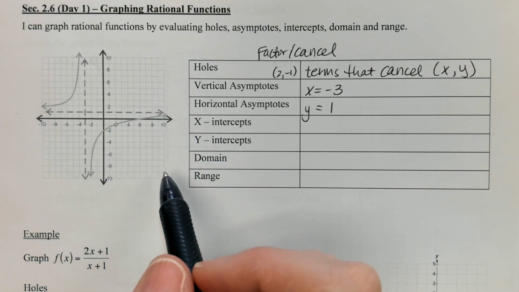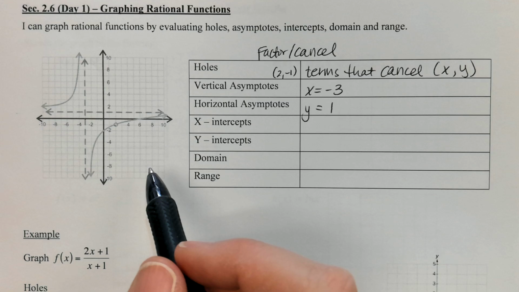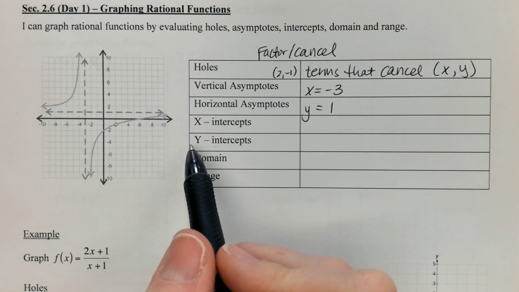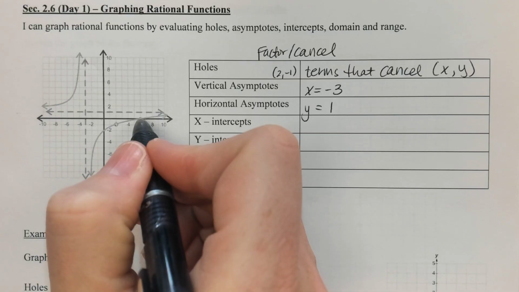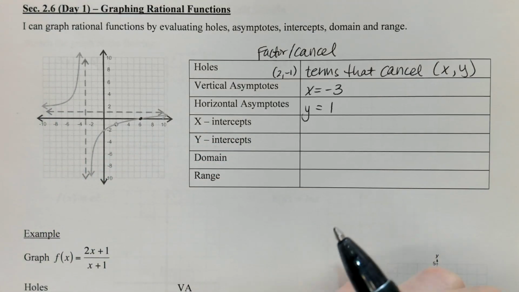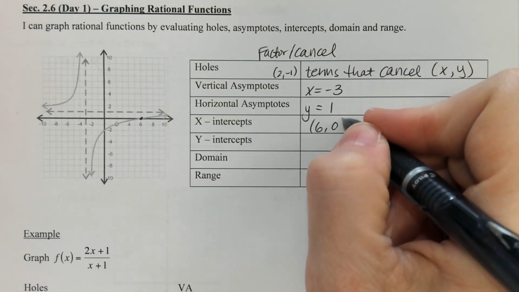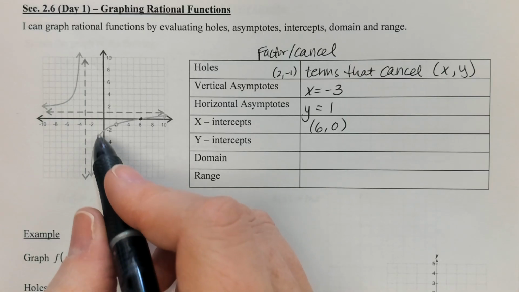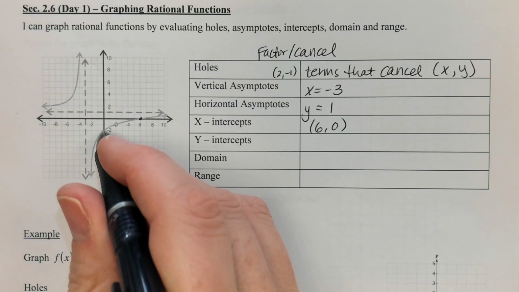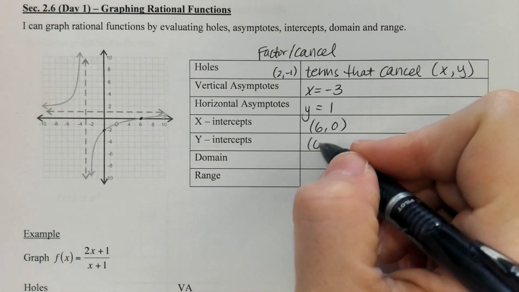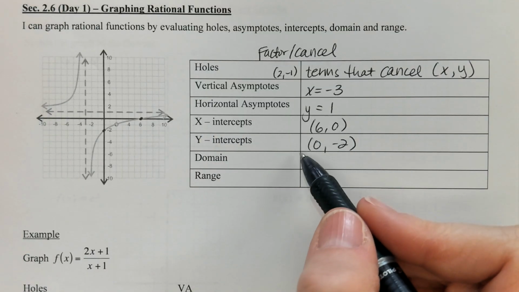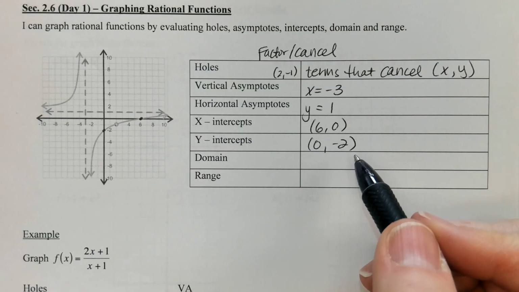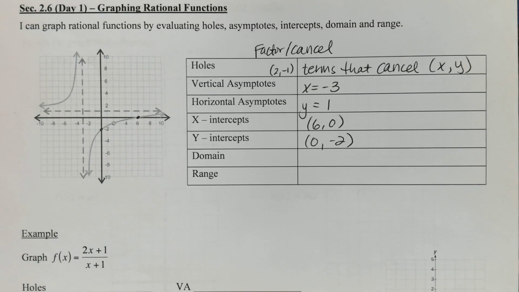X-intercepts is where your numerator equals 0. So you're looking for the places where your graph crosses the x-axis. This one looks pretty straightforward at 6. Y-intercepts are where you cross the y-axis. This one looks like it's at -2. So for x-intercepts, your y is essentially 0, and for y-intercepts, your x is 0. So they kind of are each other's opposites.